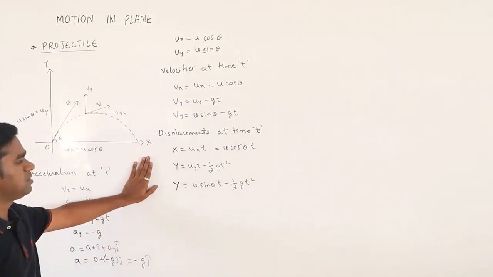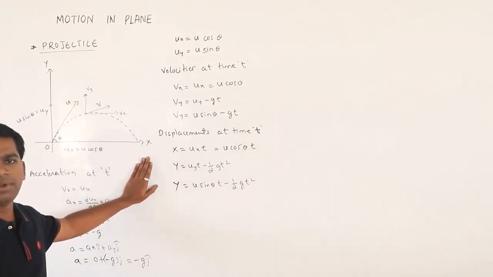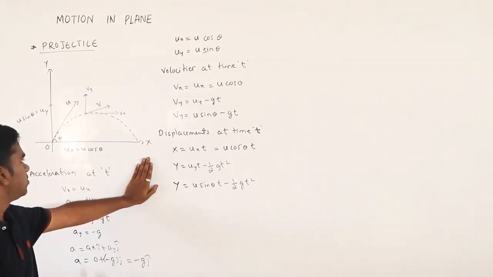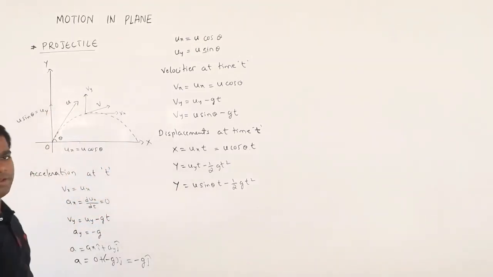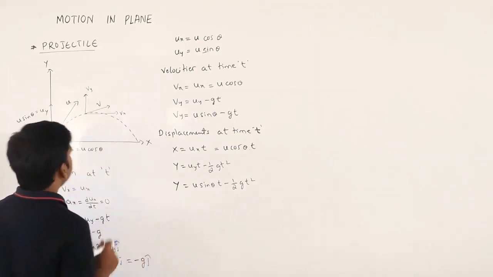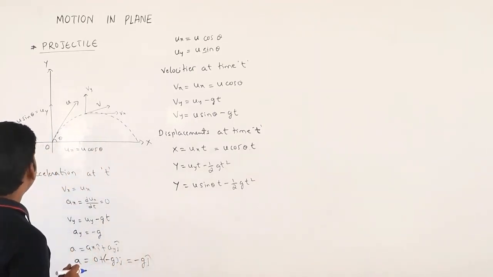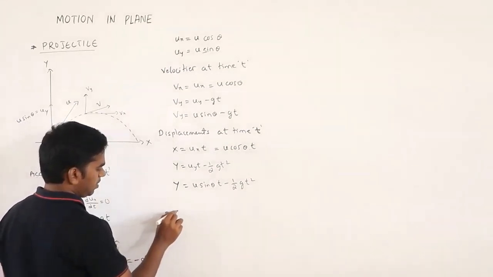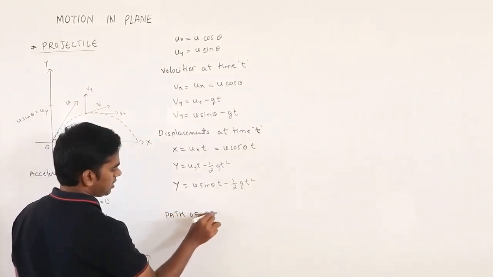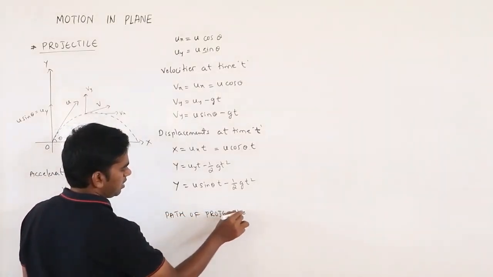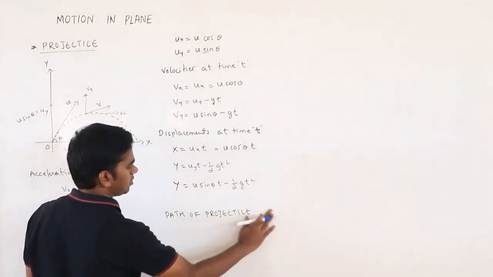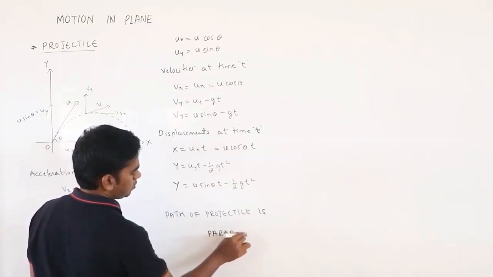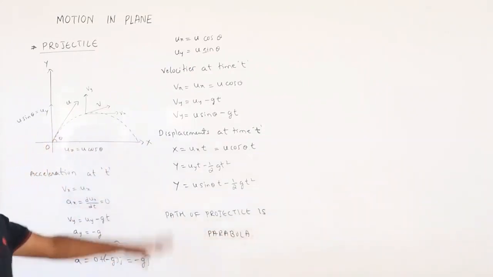With the help of these things, we can go through some of the important terms which they may ask, or which will help us to study the analysis of the projectile. And we already know that the path of the projectile is a parabola. All these things we have discussed in our last class.